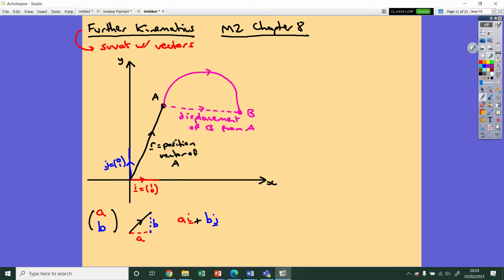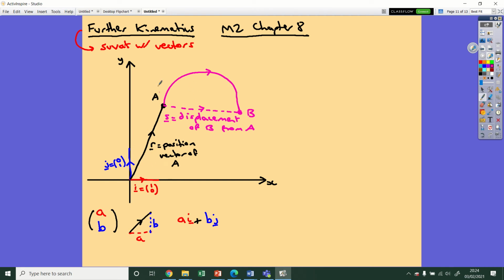So I've got a position vector, which I suppose can be described as displacement from the origin as well. But a displacement from any point is given by a vector like this, and the notation is normally s, like that. Just make sure you know the difference between the two things there.